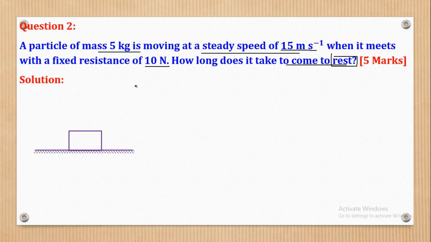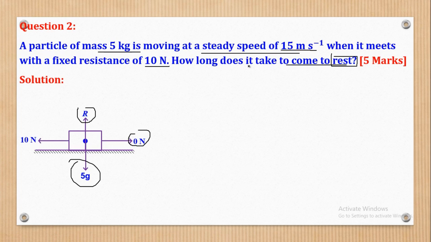So you first make a sketch. The particle has a mass of 5 kilograms, therefore the weight will act vertically downwards as 5g, and because of this weight there will be a normal reaction R. Then there is a forward force which is 0, because they didn't talk about any force pulling the body. They just said that it's moving with a steady speed. That's why you put 0 newtons here.